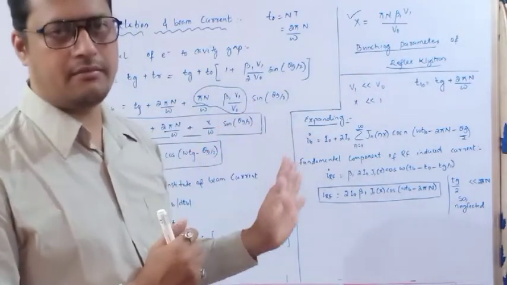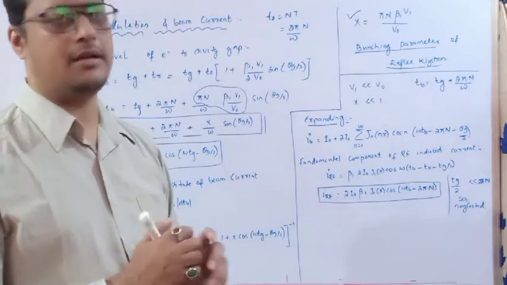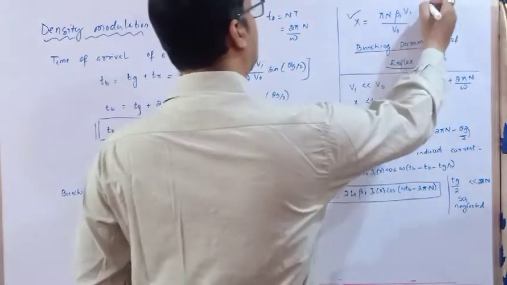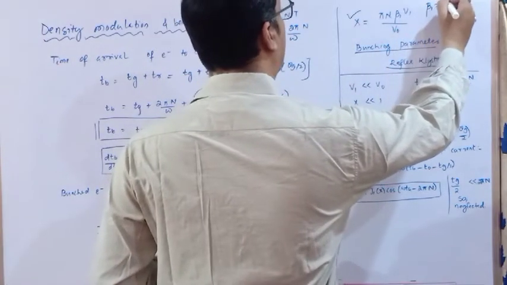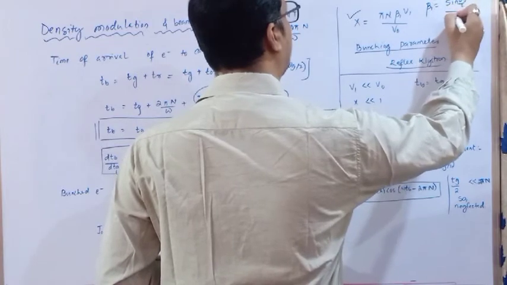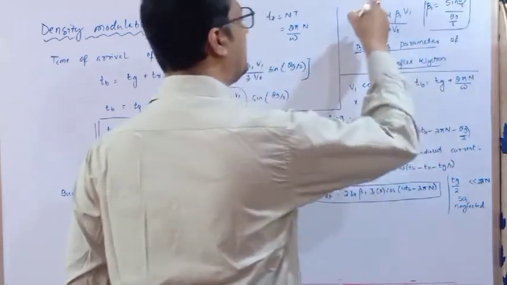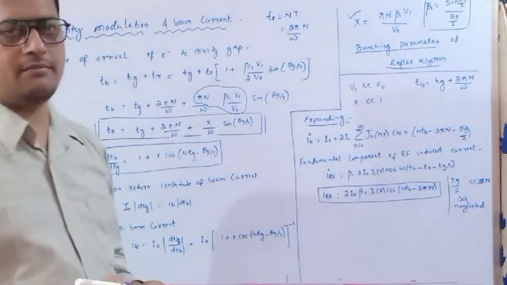That beta 1 we have seen, what is the constant value? Beta 1 is equal to how much? Beta 1 is the ratio of sine of theta g by 2 divided by theta g by 2. So this is the beam coupling coefficient. This is the bunching parameter.